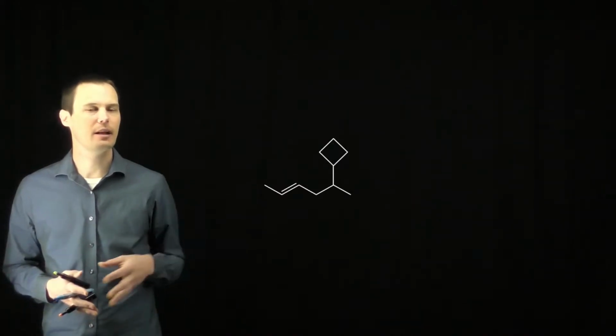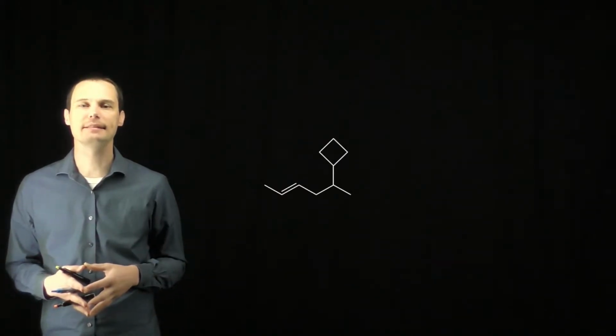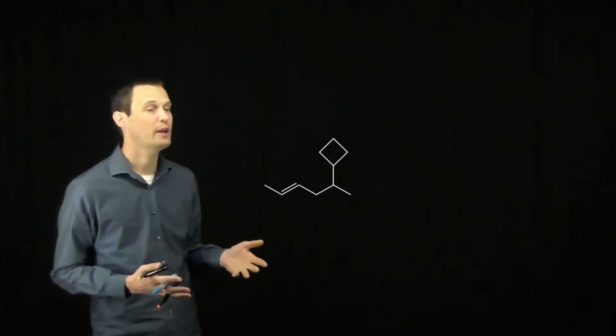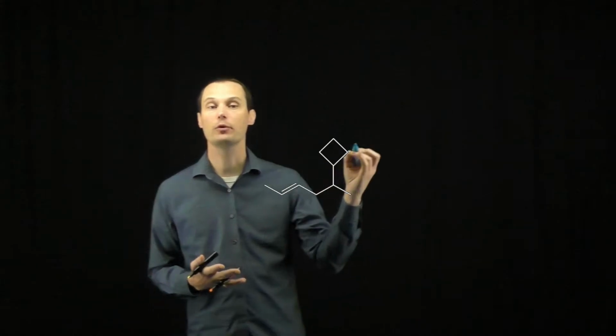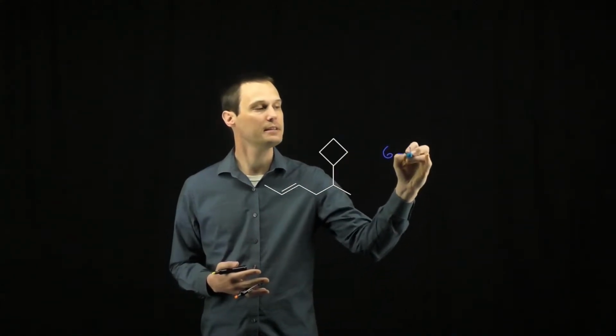The question asks us to name the following structure, specifying whether the alkene is cis or trans. First thing I'll do is locate the parent hydrocarbon. The longest consecutive chain of carbon atoms is 6. The name for the 6-carbon hydrocarbon is hexane.